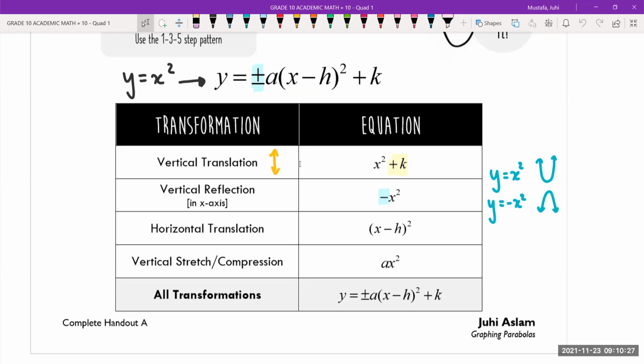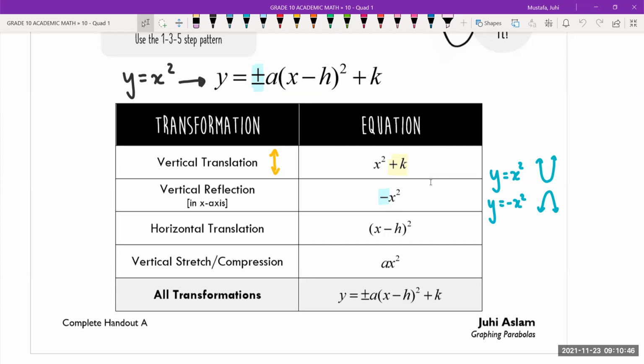So the 2 transformations we went over yesterday were vertical translation, which means our parabola is either moving up or moving down. The way that looks in an equation is you have x squared and then a number after it. If the number is positive, your vertex moves up. If the number is negative, your vertex moves down.